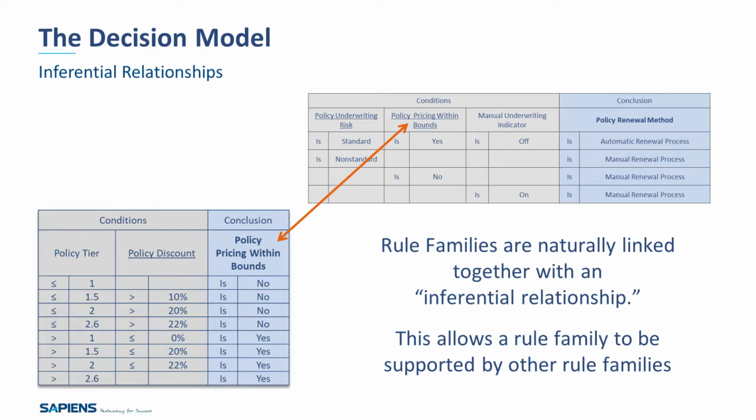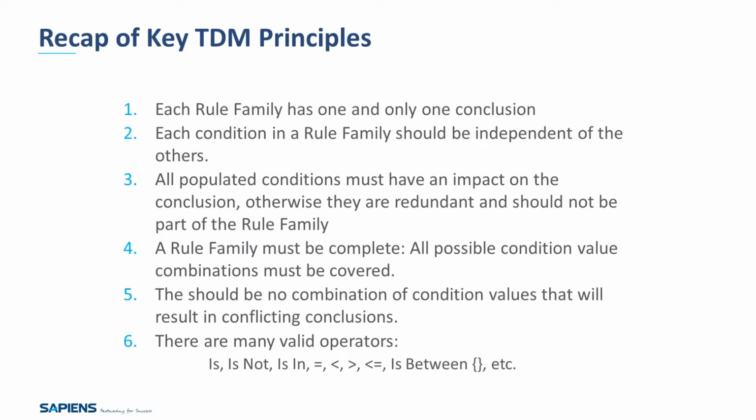Now that we've gone through rule families and some of the ways that they can be linked together, I'd like to do a quick recap of a few key principles of the decision model. Number 1, each rule family has one and only one conclusion. Number 2, each condition in a rule family should be independent of the others. Number 3, all populated conditions must have an impact on the conclusion. Otherwise they are redundant and should not be a part of the rule family.